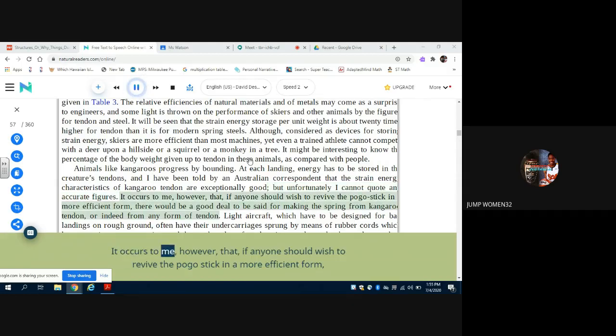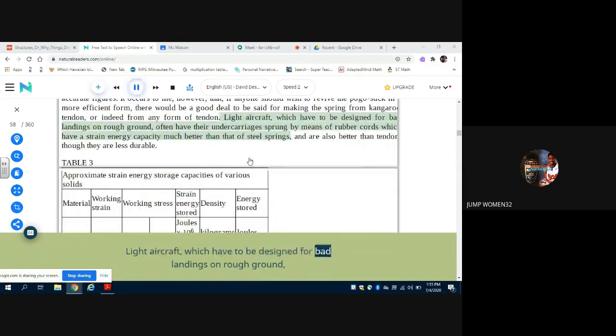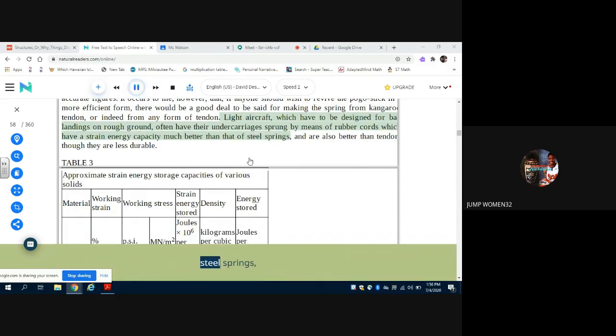It occurs to me, however, that if anyone should wish to revive the pogo stick in a more efficient form, there would be a good deal to be said for making the spring from kangaroo tendon, or indeed from any form of tendon. Light aircraft, which have to be designed for bad landings on rough ground, often have their undercarriages sprung by means of rubber cords which have a strain energy capacity much better than that of steel springs, and are also better than tendon.